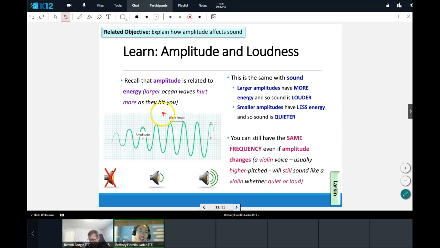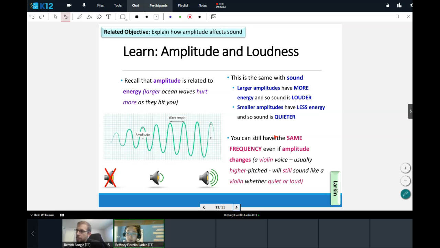Just like when larger ocean waves hurt you as they hit you, the same thing is true with sound. The larger the amplitude of the sound, the more energy it has, the louder it sounds. The opposite is true with smaller ones. They have less energy, and so they sound quieter. Now, you can still have the same frequency even if your amplitude changes. For example, a violin is always high-pitched, okay? And it will still sound like a violin whether it's quiet or loud.